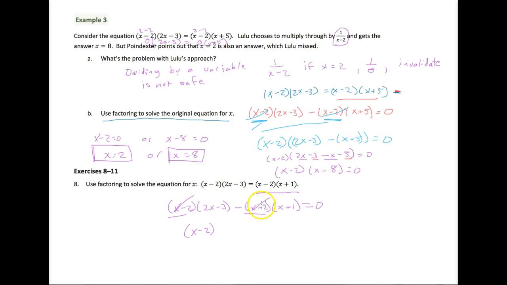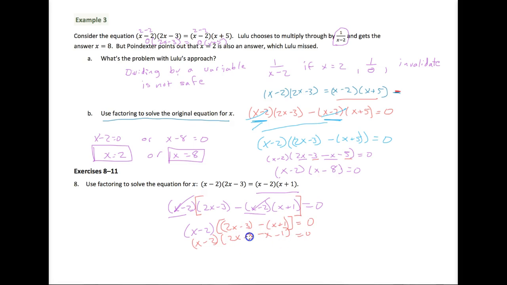Now remember, I said this one's gone, but let's see what we've got left here. We've got these two guys. So we have 2x minus 3, that quantity, and then minus x plus 1, that quantity, which is going to equal 0. Clean it up a little bit. x minus 2, 2x minus 3 minus x minus 1 equals 0.